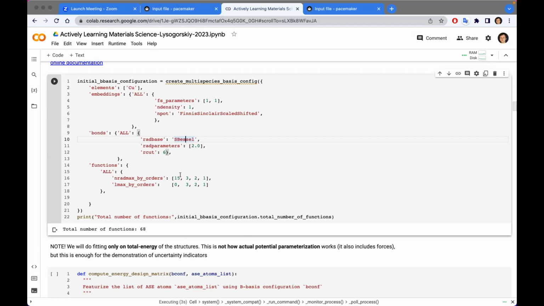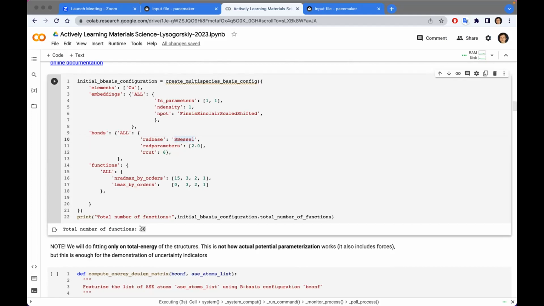B basis functions by different orders. So single A product, so up to 15 functions. Then we have product of 2 A's, and that would be all possible permutations, symmetrically invariant, up to multi-index N3 and L index 3, and so on and so on. So it's just a limited one, and it gives us 68 functions.